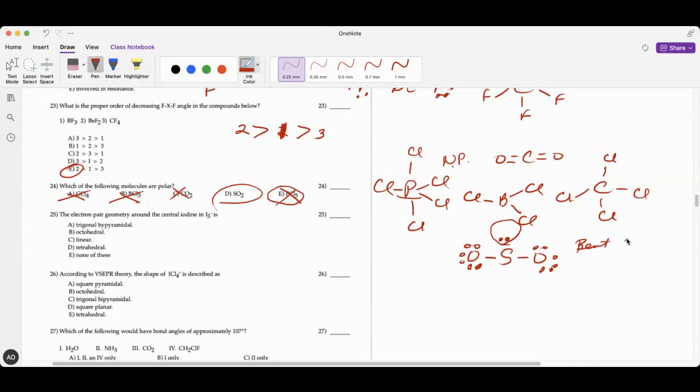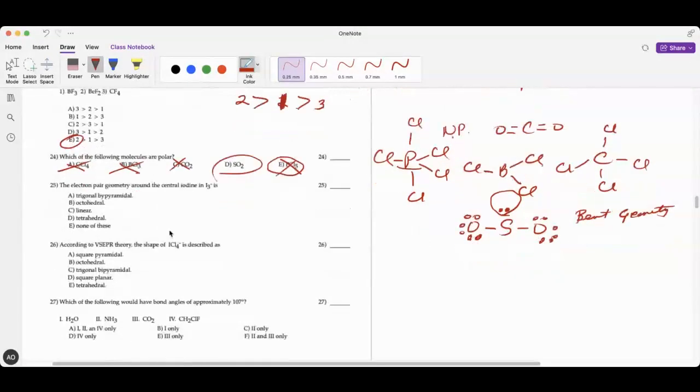This has a bent geometry. Because of this lone pair of electrons, this is going to be polar, okay? Because you've got the oxygens that are more electronegative than sulfur, pulling those electrons. Those electrons are more attracted to the oxygens, right? But because of this lone pair of electrons, this is not linear, it's bent. So this would be a polar molecule.